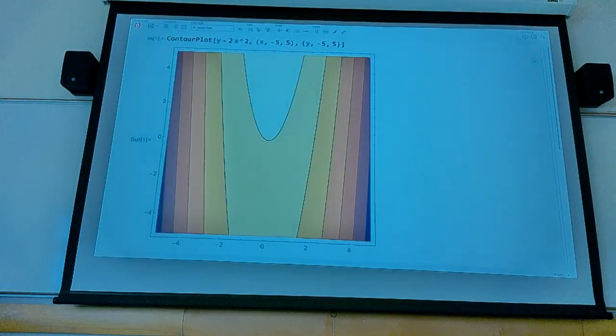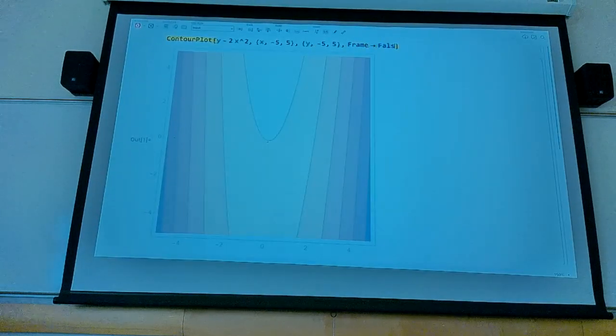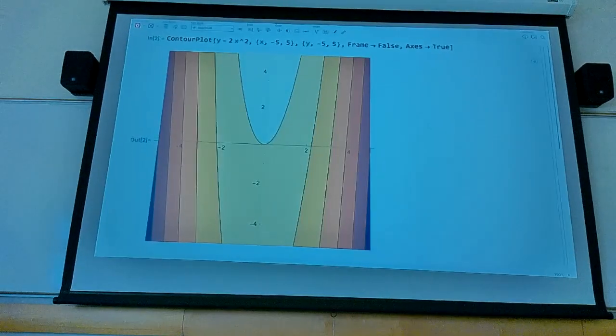That's what it would give. Of course, we can adjust some options. Make it look more like an actual proper coordinate system. Turn off the frame, turn on the axes.